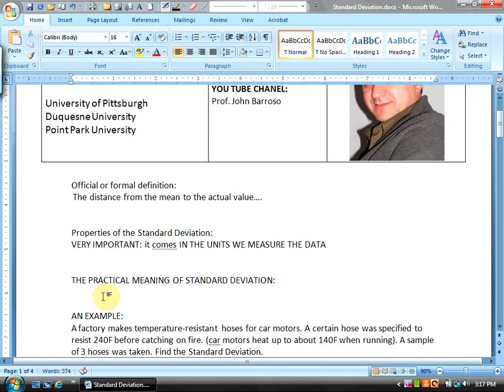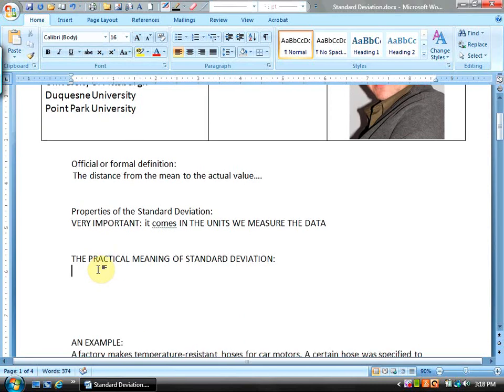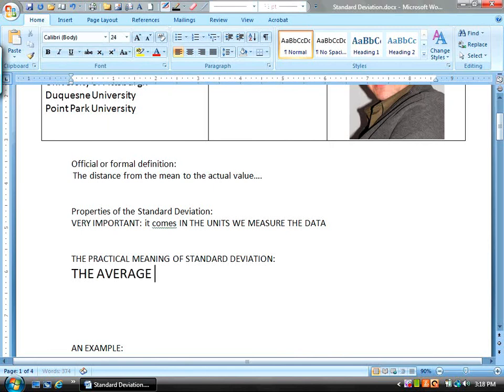Now, in practical terms, what is this standard deviation really? Well, you'll be surprised. It's much simpler than you imagine, and here's what the standard deviation really is. The standard deviation is the average of the errors. That's what it is.